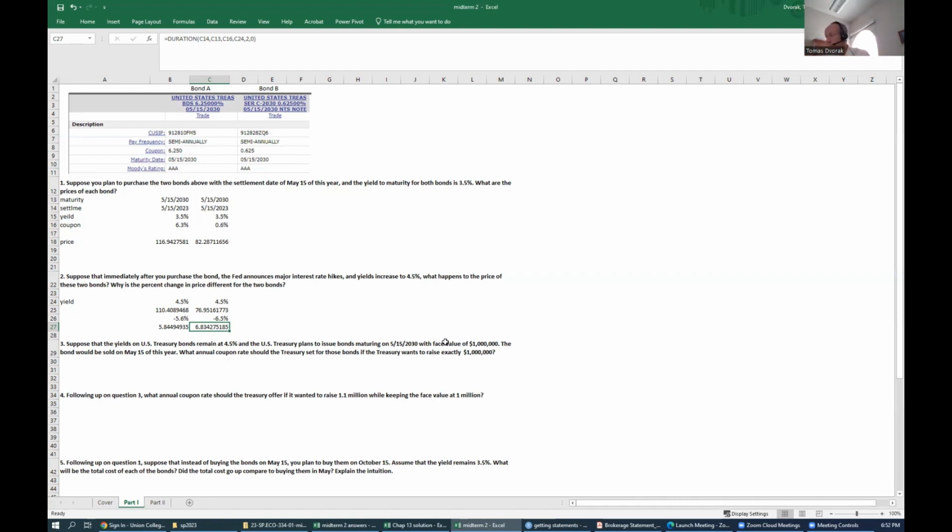How do you sell bonds at face value? What is the coupon that you need to set? Where do you need to set the coupon to sell the bond at the face value? You need to set the coupon equal to the yield.